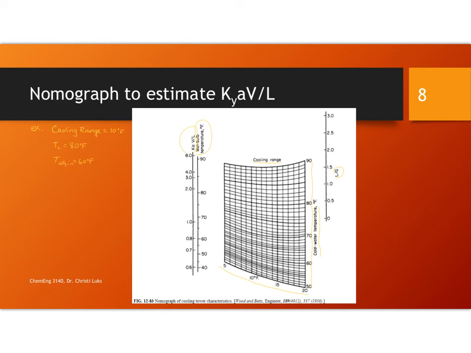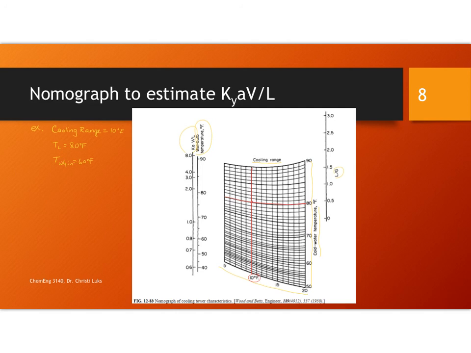Let's consider this example problem where the cooling range is 10 degrees Fahrenheit, the water temperature is 80 degrees Fahrenheit, and the wet bulb temperature is 60 degrees Fahrenheit. I can plot these on this graph. 10 degrees Fahrenheit is down here, and therefore it is the points along this line drawn in red. T sub L is 80 degrees Fahrenheit. It is this. This is sadly not quite a straight line. It's a bit of a curve.